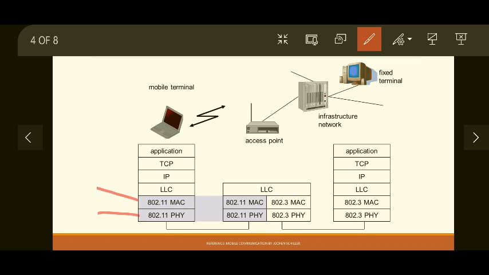Okay, you can see since this is the wireless part, you will see 802.11 at the access point also. Access point implements both types of protocols, wireless as well as wired, because this connection is wireless and this connection is wired. So on this side the access point is using 802.3 protocols. 802.3 refers to the Ethernet standard, so it is for wired. So the access point has to be able to implement both types of protocols, that is wired as well as wireless. Then at the fixed terminal everything is wired, so only 802.3 protocols will be implemented.